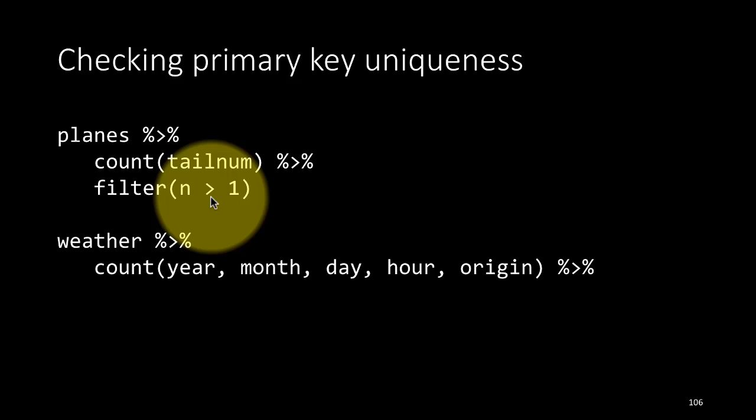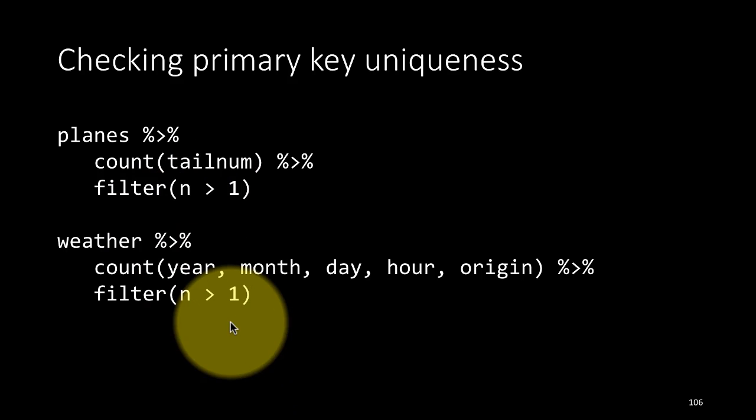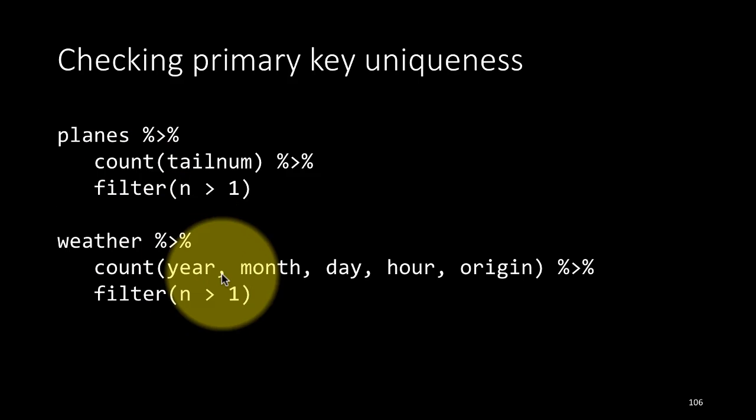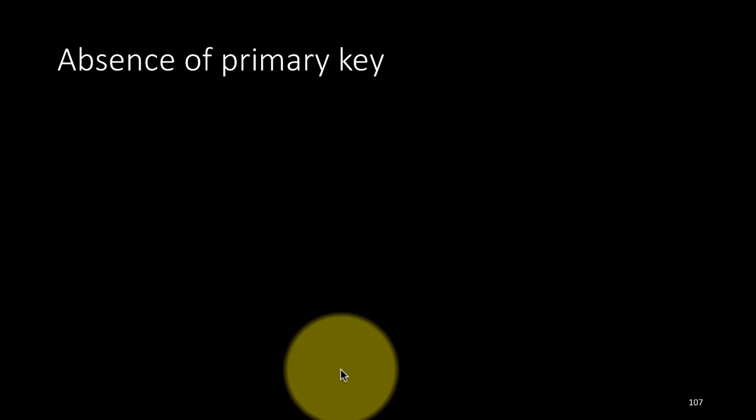So we can again do the same thing. Count this, filter n greater than 1. And in fact, if you do this, you find once again that you get 0 rows, right? So these things, what we are thinking are primary keys, are actually primary keys in those appropriate tables.